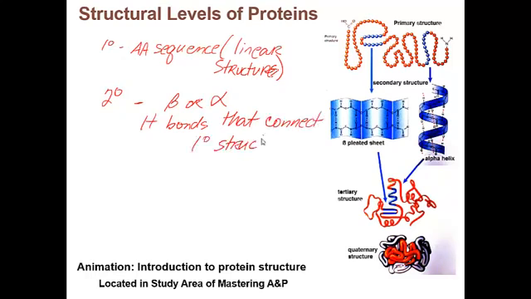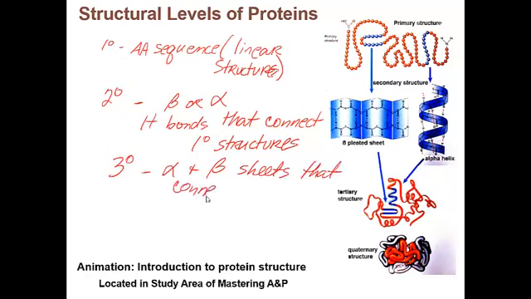So the hydrogen bonds are going to be important for stabilizing this structure. Then we have the third, which is the tertiary structure. In this case, there are alpha and beta sheets that fold on top of each other. So these alpha and beta sheets connect on top of each other, and in this case, we end up seeing a so-called globular protein, so a more complex protein.